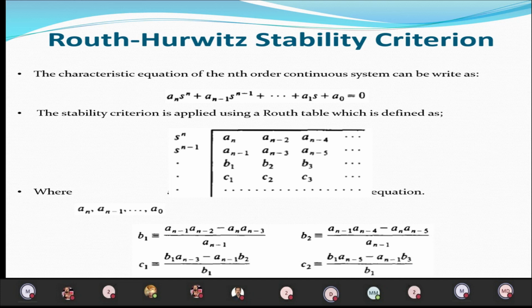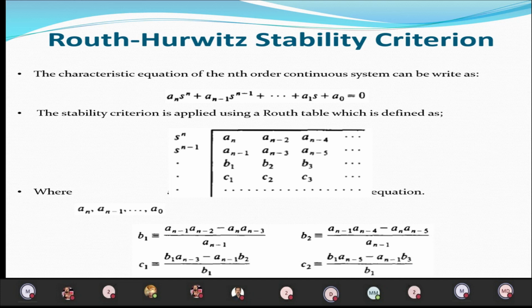Similarly, if you want to determine the b2 value, you leave out the b2 column element. You consider only the b1 column element and the b3 column element. Now you cross multiply the diagonals. So you can determine b2 as a n minus 1 into a n minus 4 minus a n minus 5 into a n in the numerator. The denominator will be the first column of the second row, that is a n minus 1. So this is how we determine the b1 and b2 values.